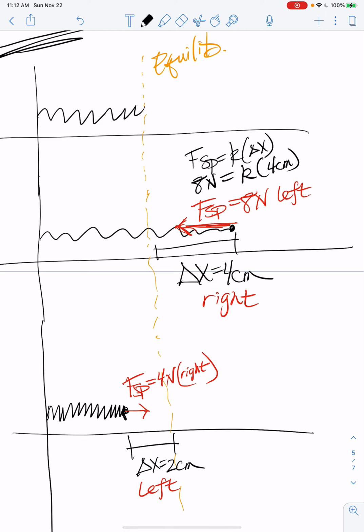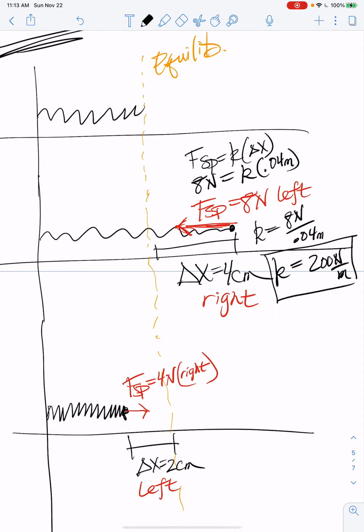4 centimeters. Probably get that into meters. That's going to be 0.04 meters. Then K is equal to what? K equals 8 newtons over 0.04 meters. That's going to be a large number. Let me get my calculator. 8 divided by 0.04 is equal to 200 newtons per meter. That's reasonable for a K value.